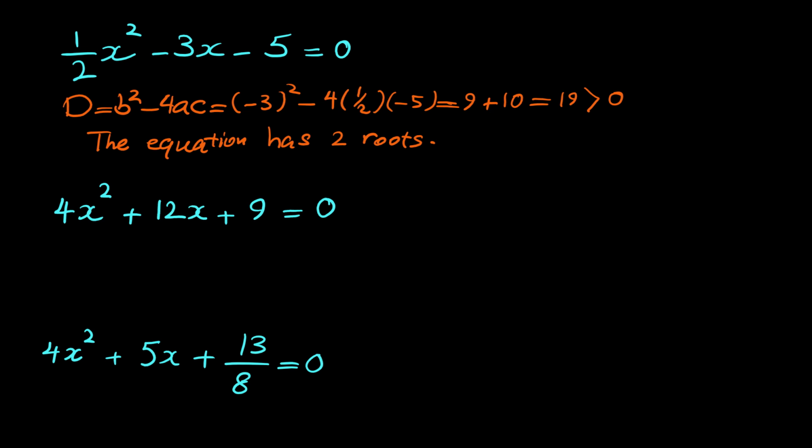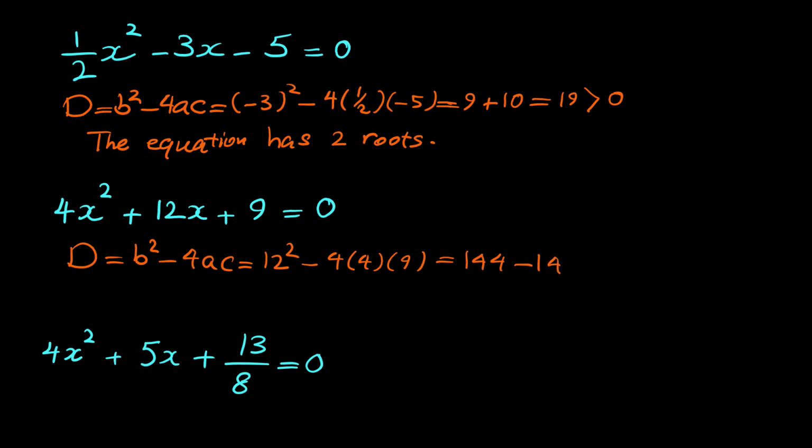Look at the next example. We want to find the discriminant. b to the 2 minus 4ac. 12 to the 2 minus 4 times 9. 12 to the 2 is 144. 4ac, which is 4 times 9. 4 times 4 is 16. 16 times 9 is 144. 144 minus 144 is 0.